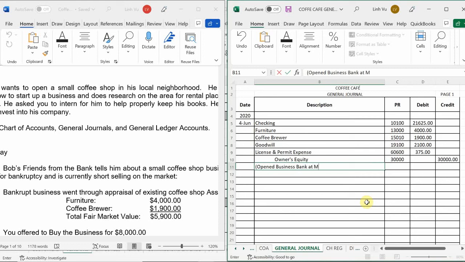at Main Bank of Nevada. You purchased a business for $8,000, and then you had Nevada license, city license, and court cost.